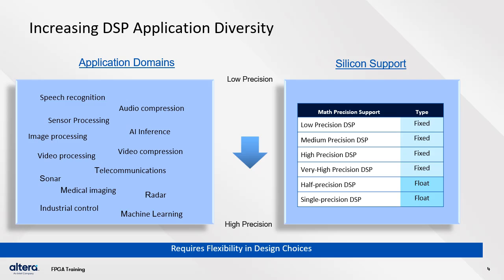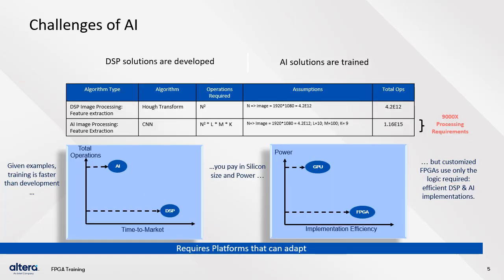Audio compression is likely to require much less precision than medical imaging. Radar likely requires higher precision and processing rates than video compression. Furthermore, as applications such as speech recognition, which has traditionally been done with low precision audio signal processing, migrate to being done by AI, we have other challenges. AI brings new challenges to the design community.